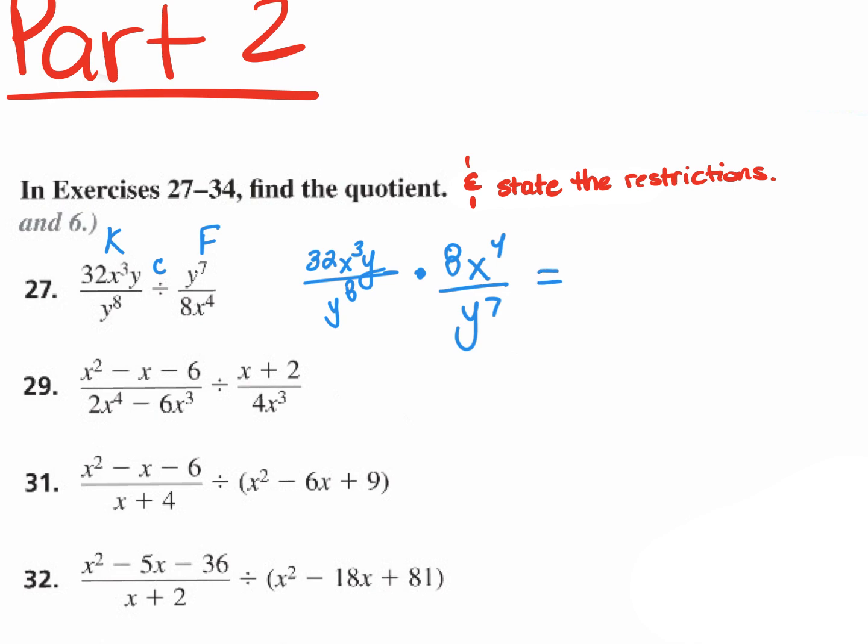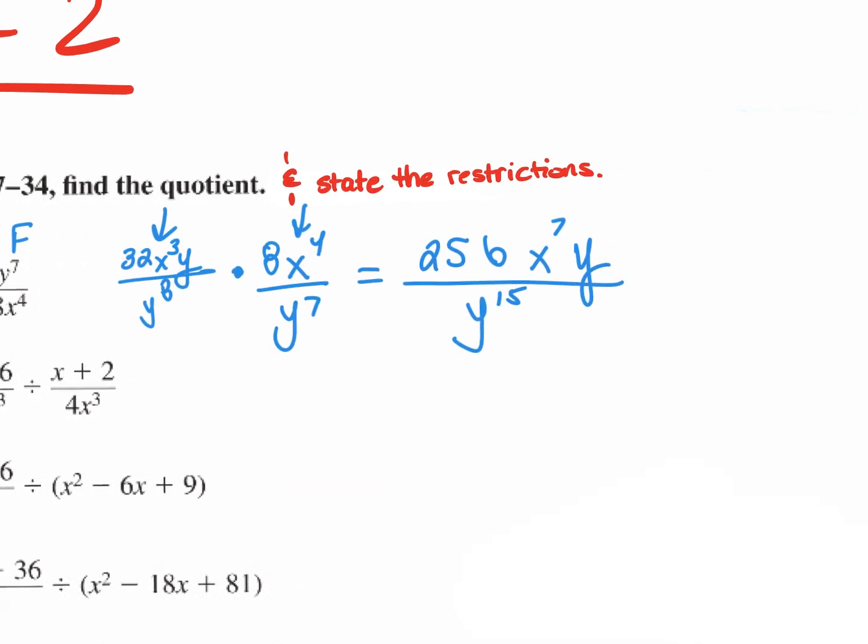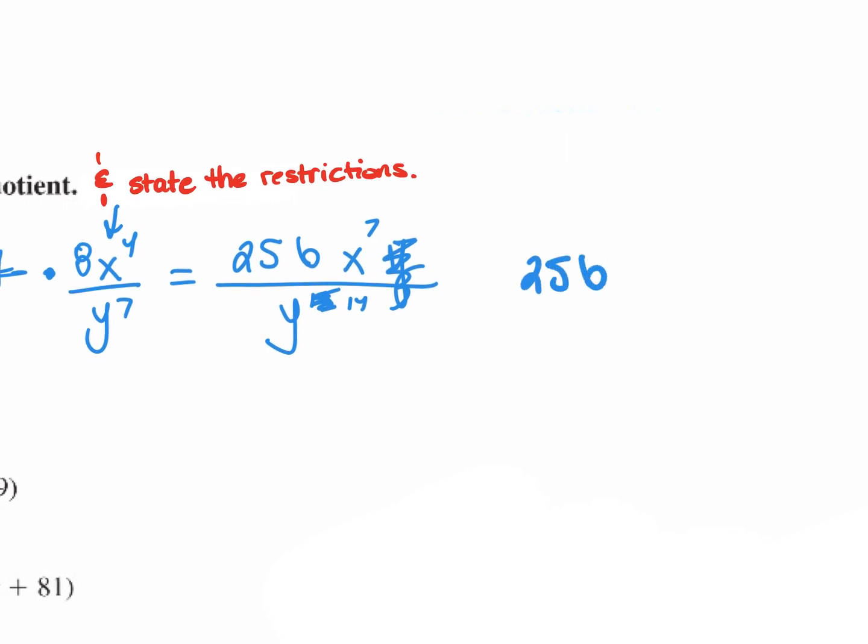What's 32 times 8? 256. I have 3 x's there and 4 of them there, so it gives me a total of how many? Okay, so x to the 7th. I have 1 y. You guys agree? Yes? Okay, and then on the bottom, how many y's do I have? 15. Can I simplify now anything? I have 1 y on top and 15 on the bottom, so I can cross this one out, and I'm left with 14. So this becomes 256 x to the 7th over y to the 14th.